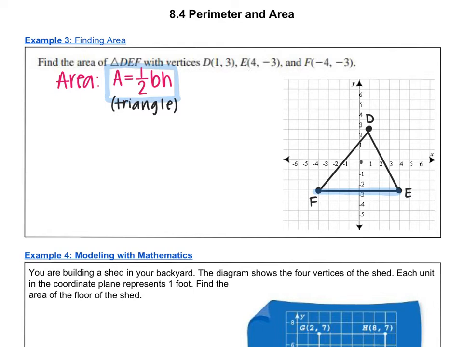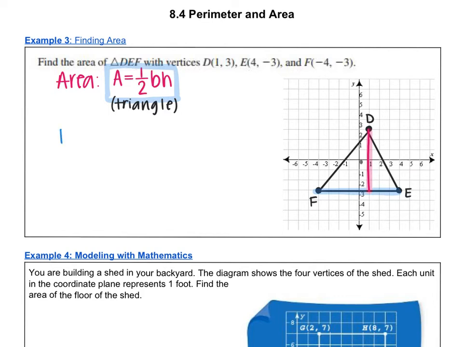The height has to be perpendicular to the base. So the height actually has to be this line right here from D perpendicular to the base. So I should actually be able to count that line as well. Since the base is a horizontal line, that means the height is a vertical line. I should be able to count both of those.